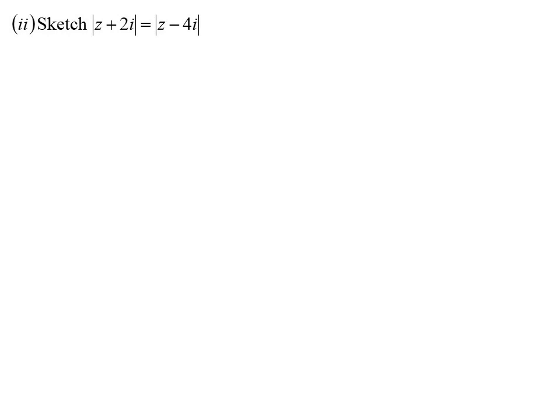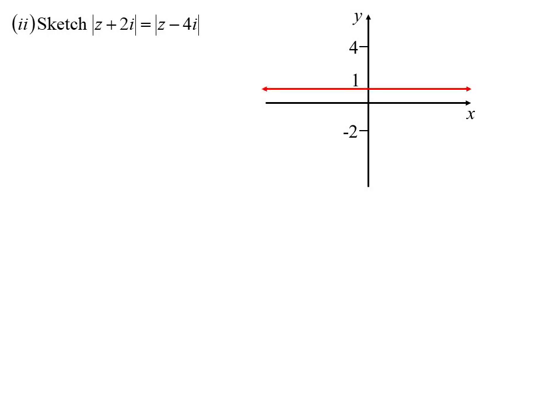Well, if I think of it as the perpendicular bisector, then I know the 2 points I've got, conveniently purely imaginary, so it's going to go minus 2 and 4. Perpendicular bisector, well, halfway between minus 2 and 4 is 1, and perpendicular to the y-axis would be parallel to the x-axis, and there it is.